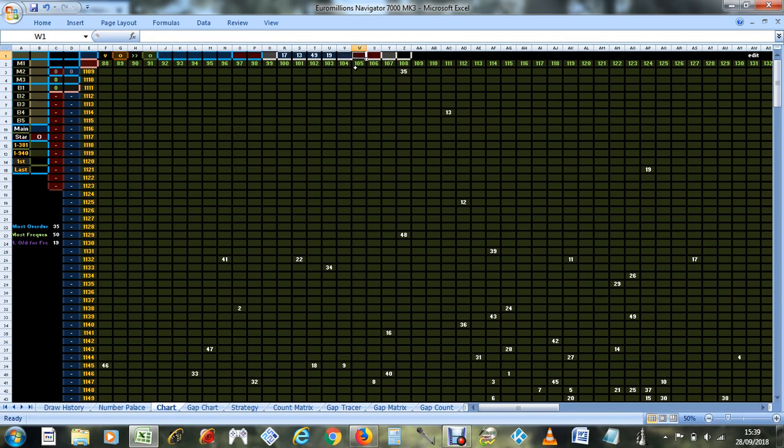And I've been looking at the star numbers as well, and I think number 4 and number 5 are good together. So that's just some of the numbers that I'm going to put on tonight's draw.